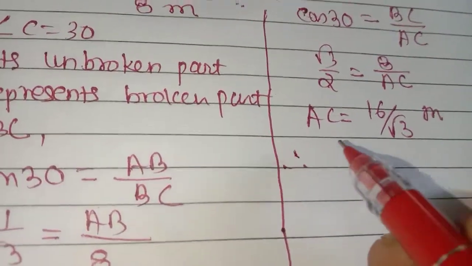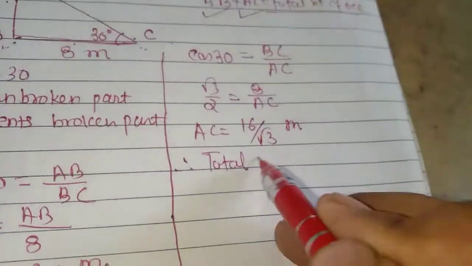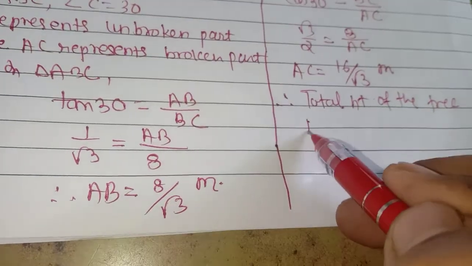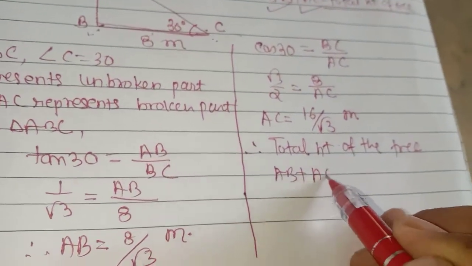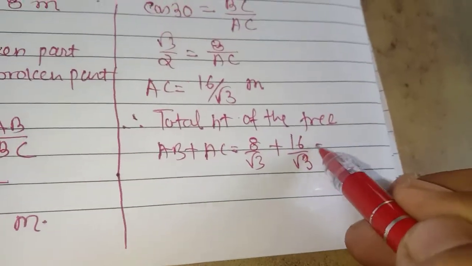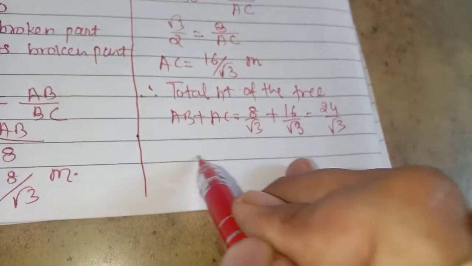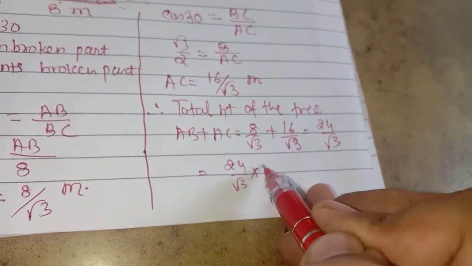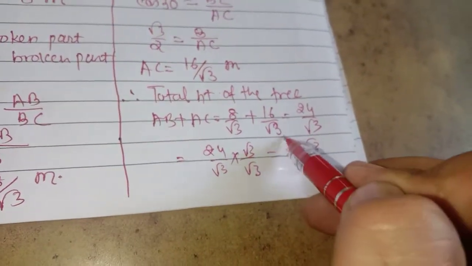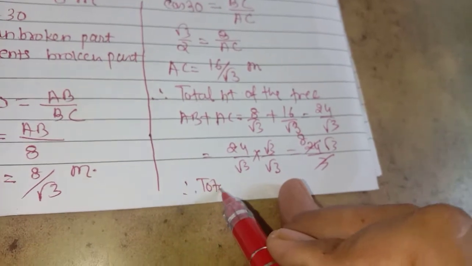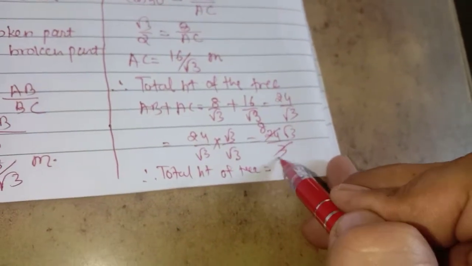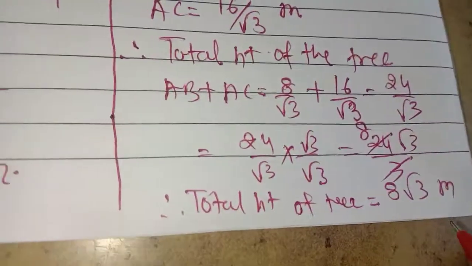So therefore total height of the tree is AB plus AC, 8 by root 3 plus 16 by root 3, which is equal to 24 by root 3. So let's rationalize it. 24 by root 3 into root 3 by root 3, 24 root 3 upon 3, 3 8s are 24. Therefore total height of the tree is equal to 8 root 3 meter. Clear? So that is our clear answer.